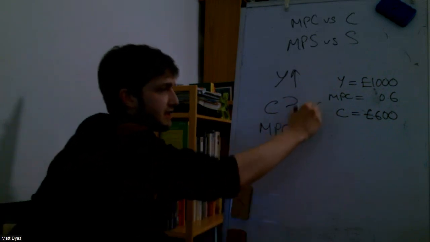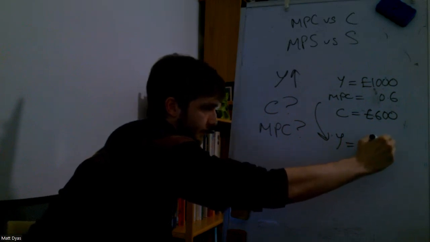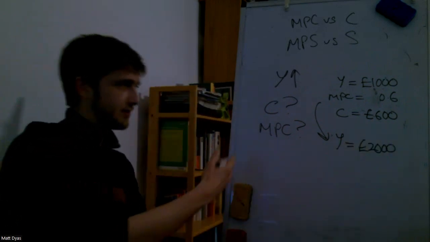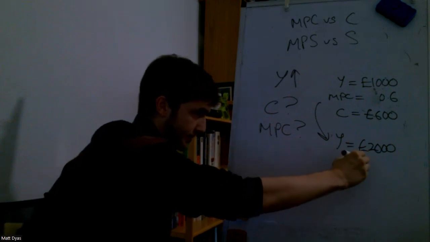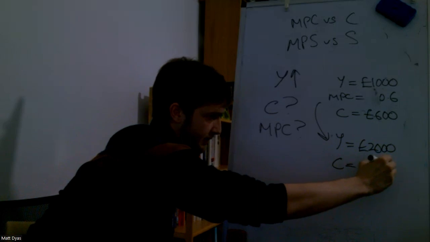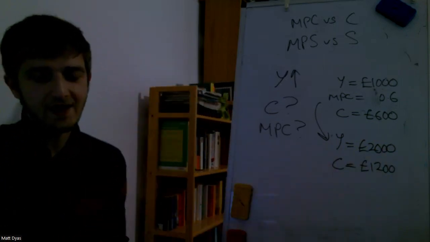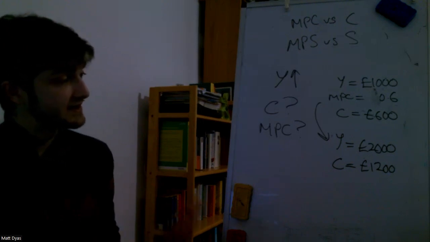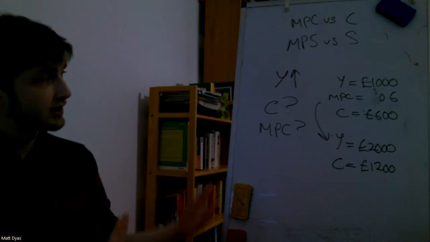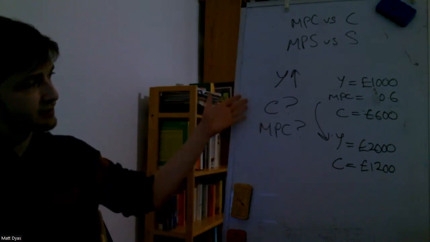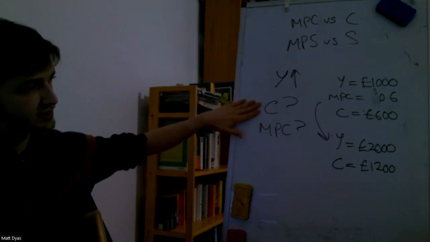So let's say the income doubles to £2,000, but the MPC remains constant. What happens to C? Well, it would also double. It would now just be 60% of 2,000, which is 1,200. So assuming MPC stays constant, there's a very, very clear logical relationship between income and consumption, which is the one we typically expect. Ceteris paribus, if income rises, consumption increases.